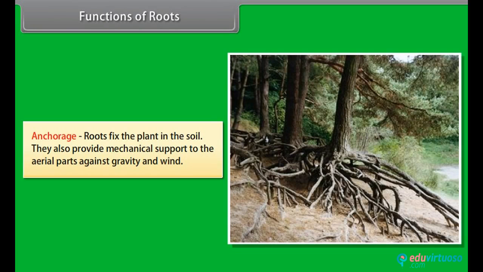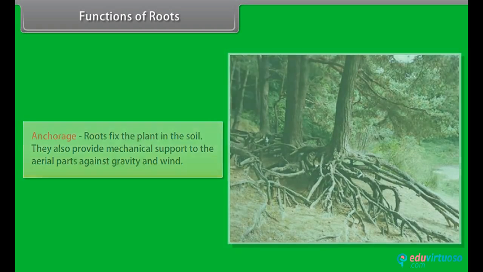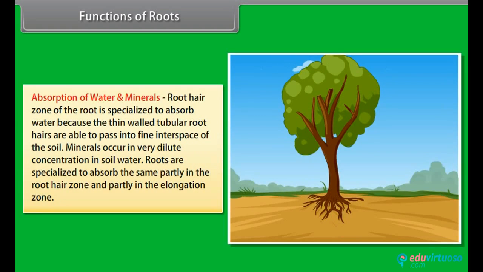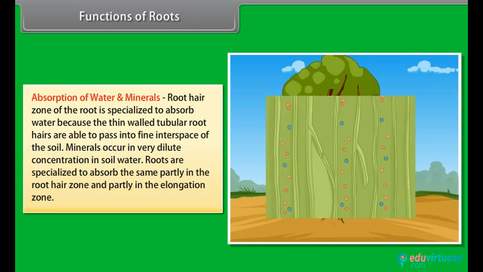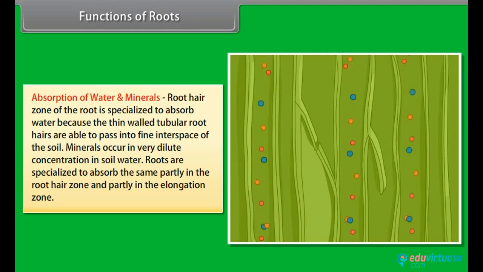Anchorage: roots fix the plant in the soil. They also provide mechanical support to the aerial parts against gravity and wind. Absorption of water and minerals: the root hair zone of the root is specialized to absorb water because the thin-walled tubular root hairs are able to pass into fine interspaces of the soil. Minerals occur in very dilute concentration in soil water. Roots are specialized to absorb the same partly in the root hair zone and partly in the elongation zone.